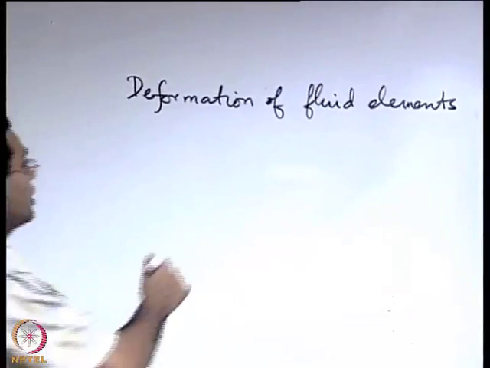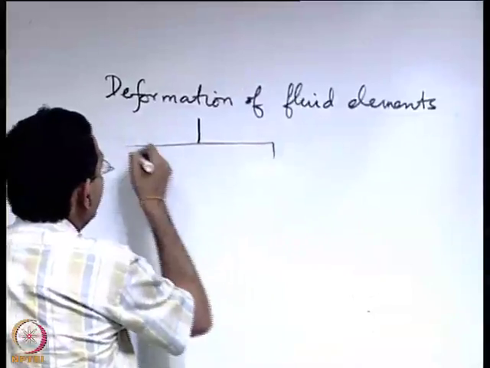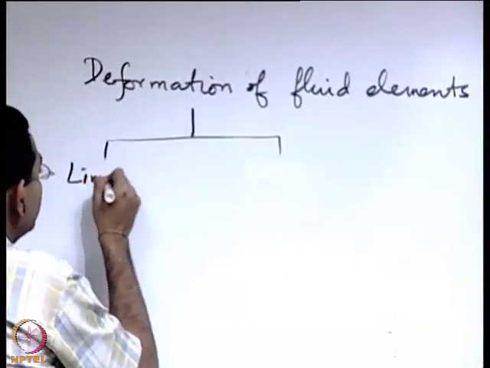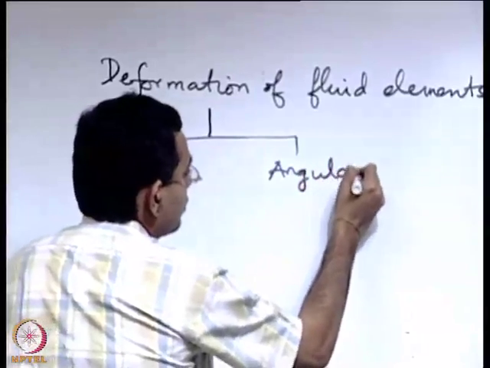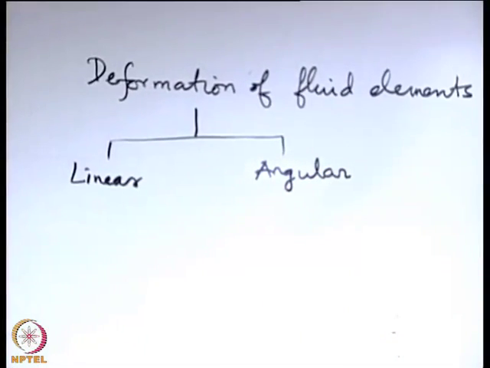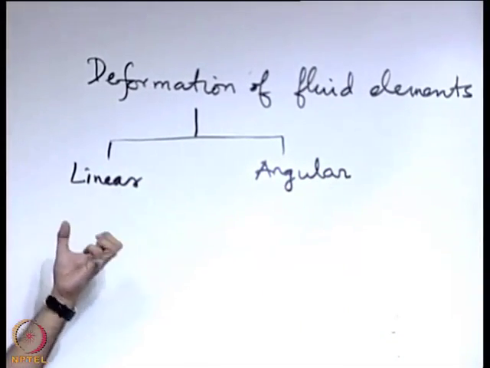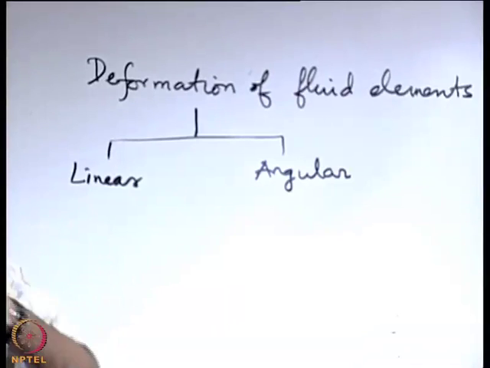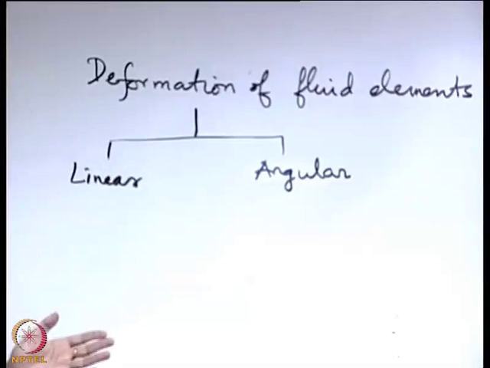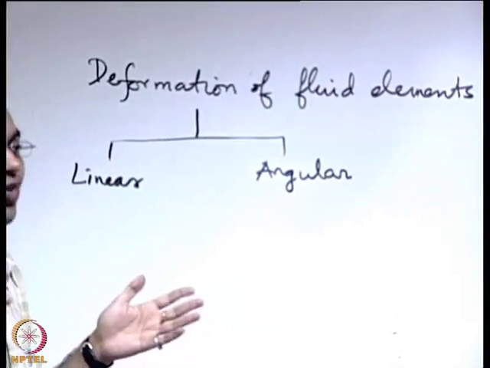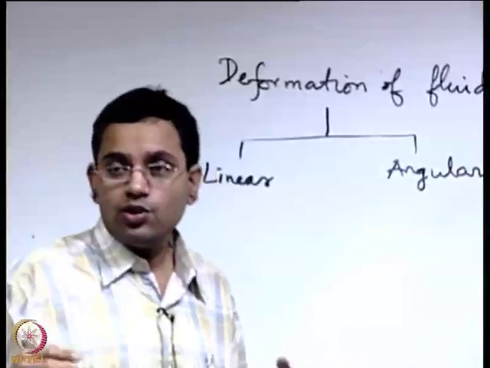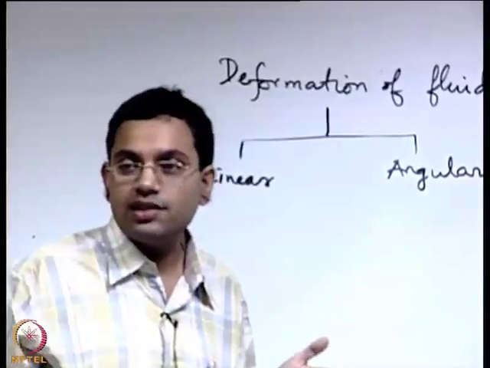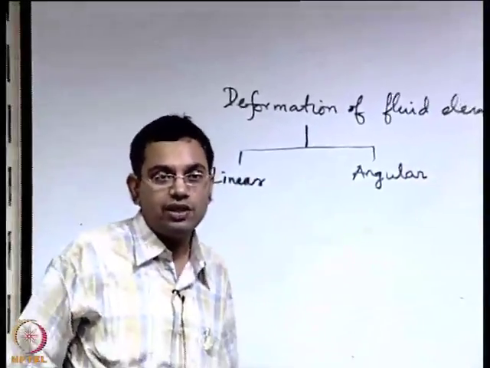When we do that, we have to keep in mind that we will essentially be concerned with two types of deformations. One is linear, another is angular deformation. When we talk about the linear deformation, it may eventually give rise to a change in volume of the fluid element also, because if you have a length element and the length element gets changed, a volume element comprises several such length elements. So if a linear dimension gets changed, the volume is also likely to get changed.